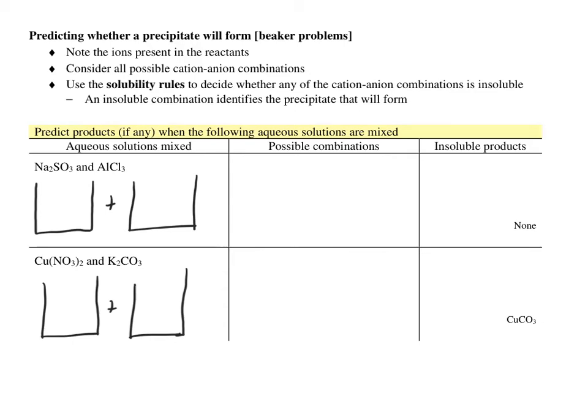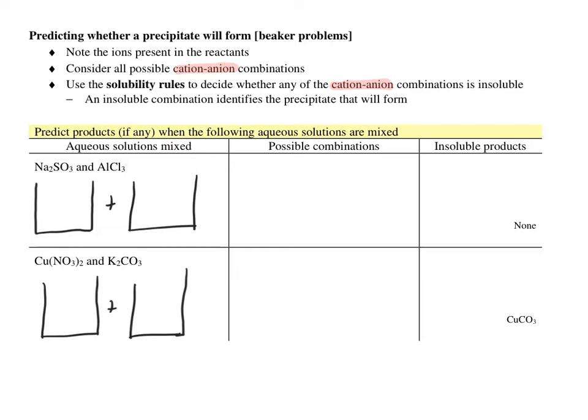We're going to practice predicting precipitation reactions, whether or not a precipitate forms when two aqueous solutions are mixed. The procedure is that we note the ions that are present in solution, we consider all the cation to anion combinations, and then use the solubility rules to determine whether each of these is soluble or not. Take note that these are cation to anion combinations. The cations are written first, the anions written second.